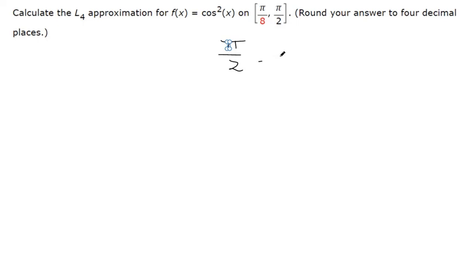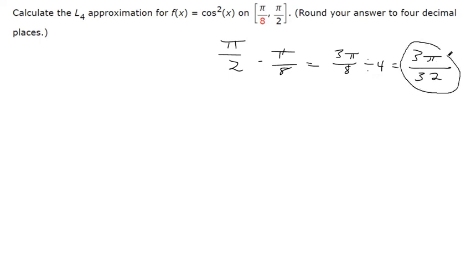The largest value subtracted by the smallest value of that interval. That's 4 over 8 pi minus 1 over 8 pi. So that's 3 over 8 pi. That's how long that interval is, but I need to split it into 4 pieces. So if I divide that by 4, then I've got 3 pi over 32. So that's how long each interval is supposed to be.